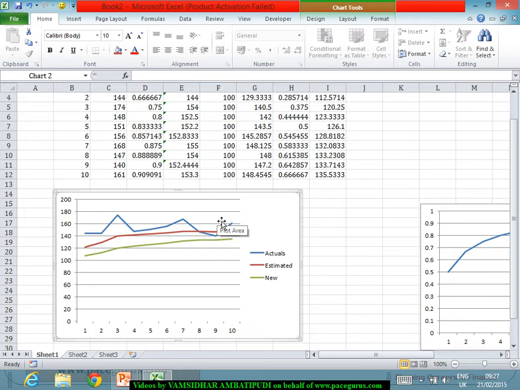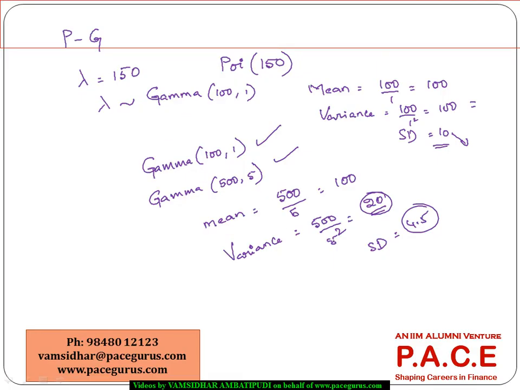right? The estimated number of claims based on the collateral, though it is the same for both of them, the standard deviation in case of the prior, which is coming from gamma 500 comma 5, is much lesser compared to that of 100 comma 1. So because of the standard deviation being much lesser, I'm placing more confidence. I'm trusting this prior very heavily.